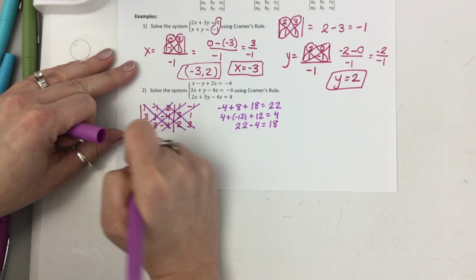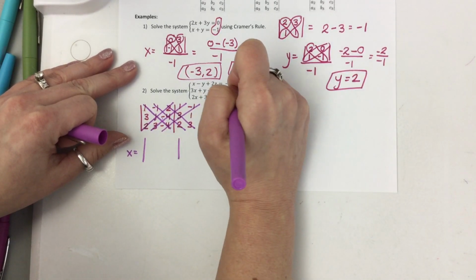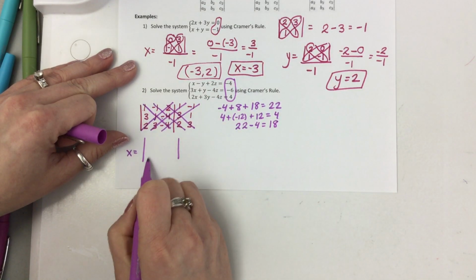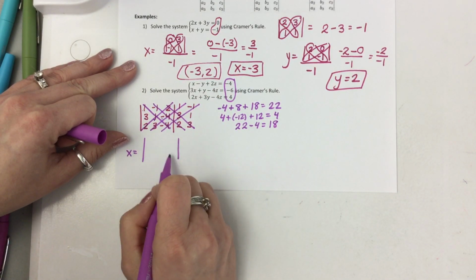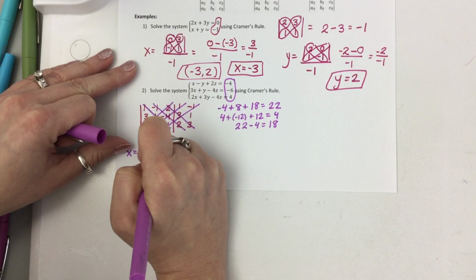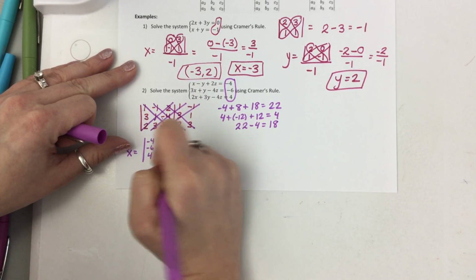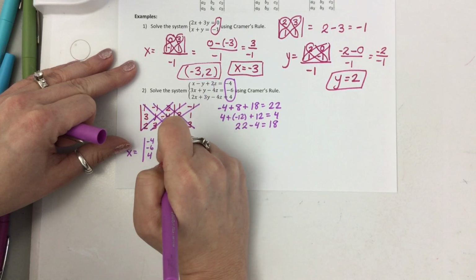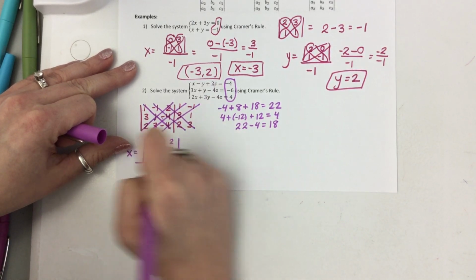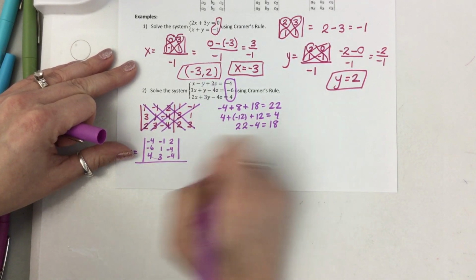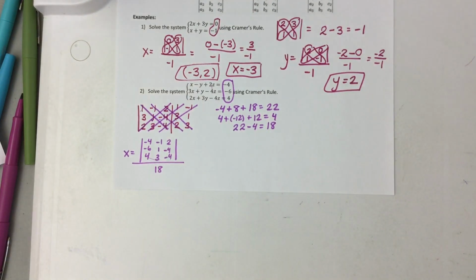Now, to find x, you have your solutions. They go down the x column. Remember, it's x, y, z. So it's negative 4, negative 6, 4. You keep the y's the same: negative 1, 1, 3. You keep the z's the same: 2, negative 4, negative 4. I have to find this determinant, then divide it by the original, which is 18.